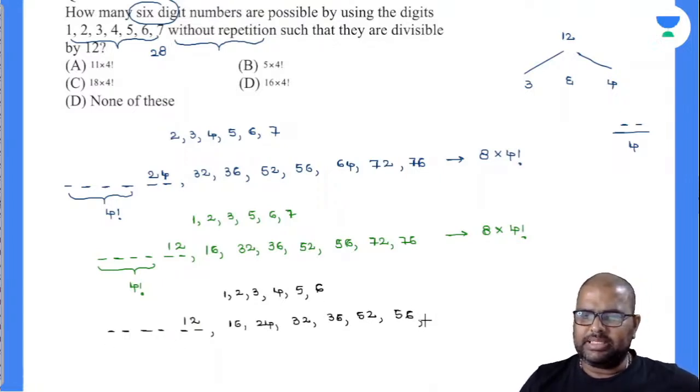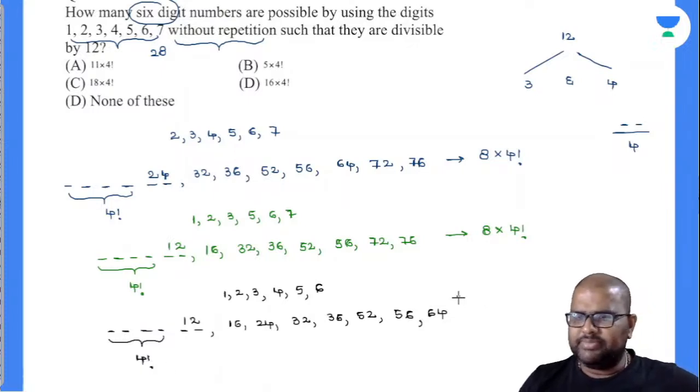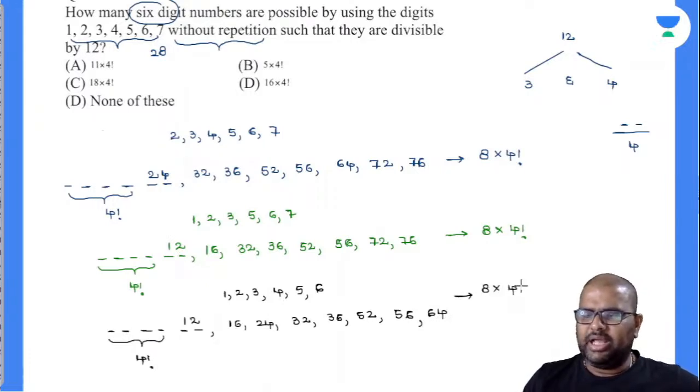Yes, one more number, 64. Am I right or wrong? 8 numbers. So automatically the first 4 numbers can be arranged in 4 factorial ways. Will you accept with me? Automatically this will be also 8 into 4 factorial. So finally I got 3 cases, right?